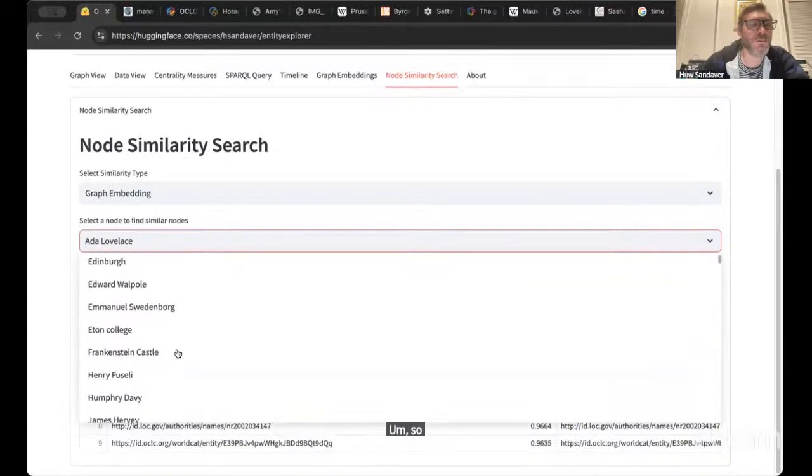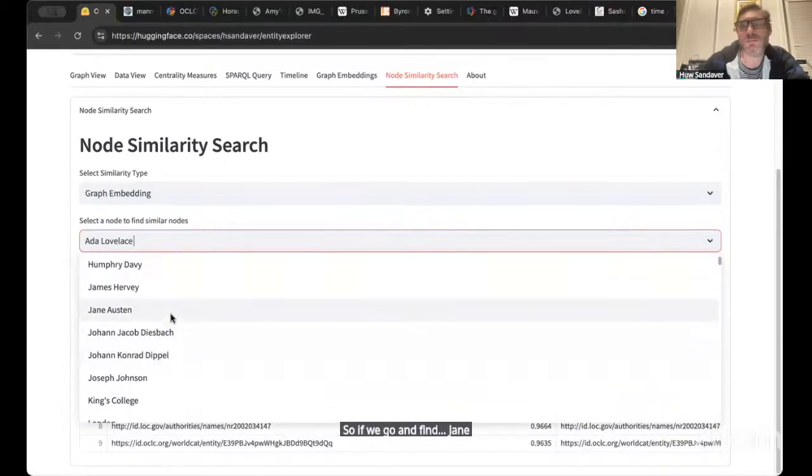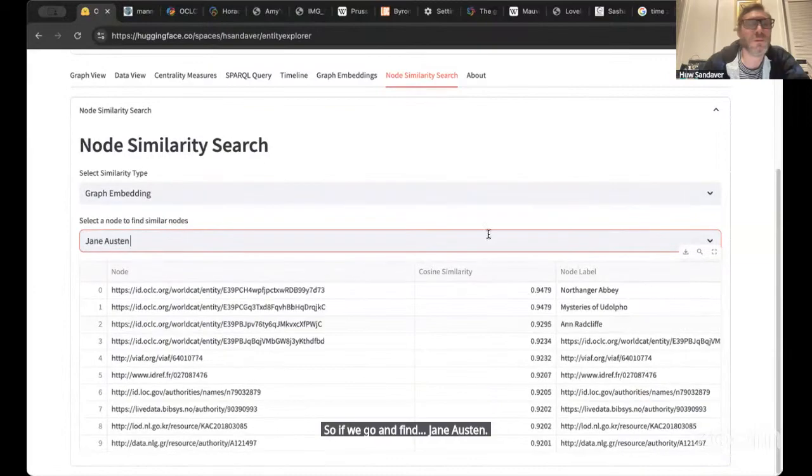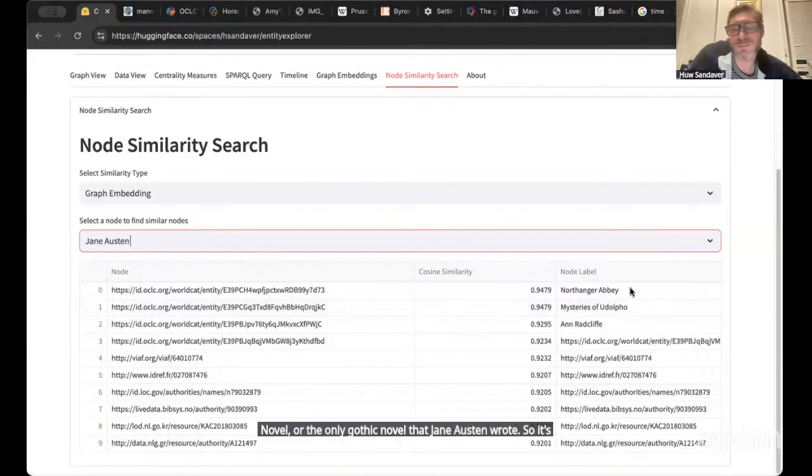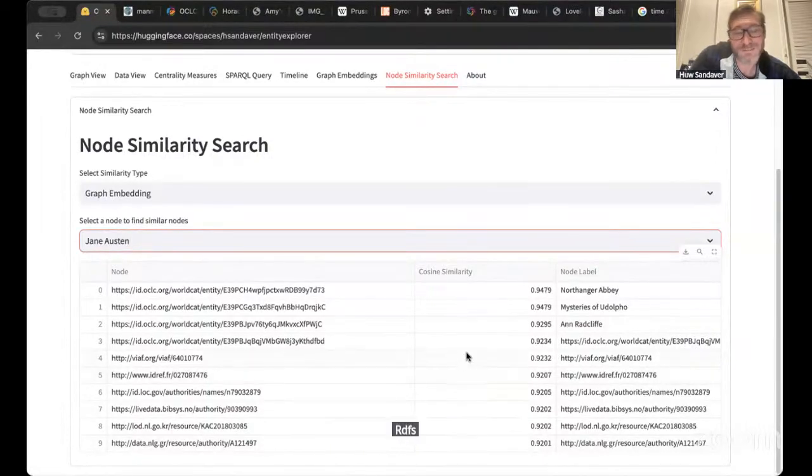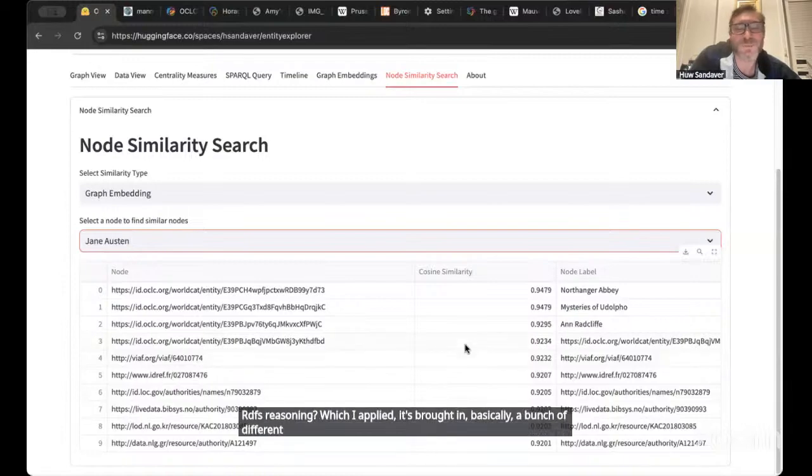So if we go and find Jane Austen, what's it recommending here? Northanger Abbey? Yes, probably the prime Gothic novel or the only Gothic novel that Jane Austen wrote. So it's going to recommend it. Mysteries of Udolpho? Yes, Anne Radcliffe, and going down from there. These entities you see here came in actually from RDFS reasoning, which I applied.